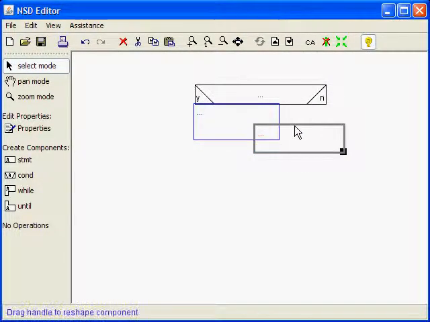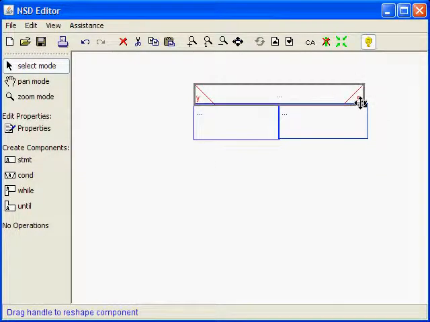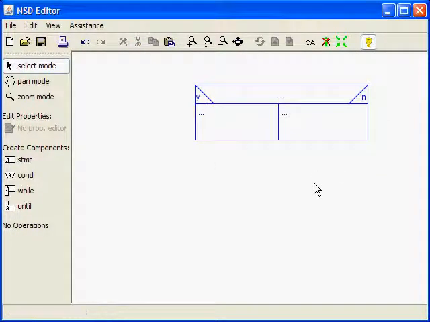But in order to construct this correct integrated diagram, a lot of editing actions are necessary. Here the components have to move, and the component has to be resized. And finally he has this integrated correct diagram. And this is very tedious work.